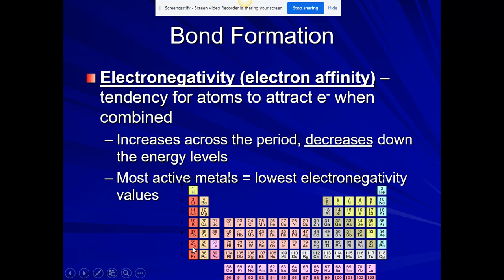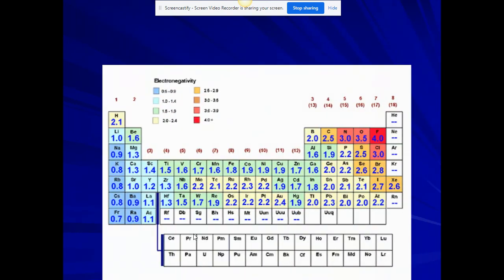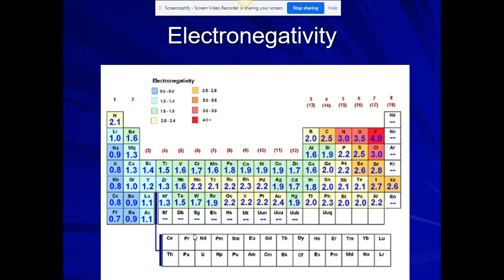And as you decrease going down, here are our more active metals. Now, like I said, electronegativity is a number value. So these are the electronegativity values that we would see. And you see, in fact, exactly what I just said. As you go over and as you go down, we're going to see those trends, okay?